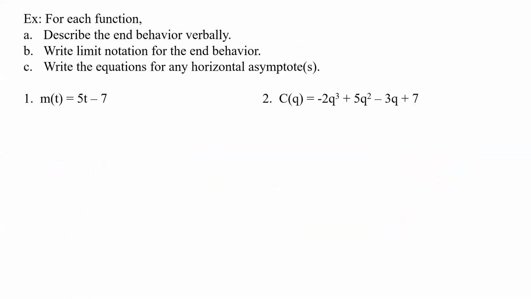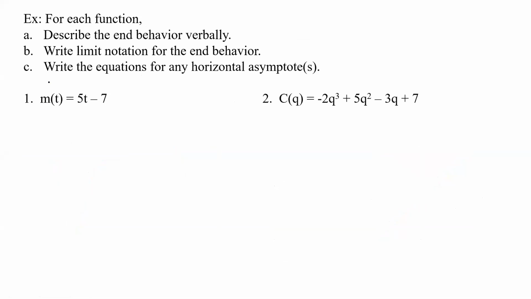Okay, let's look at some examples from 1.2. So it says for each function, describe the end behavior verbally, write limit notations for the end behavior, and then write the equations for any horizontal asymptotes. All right, so what do we have here?